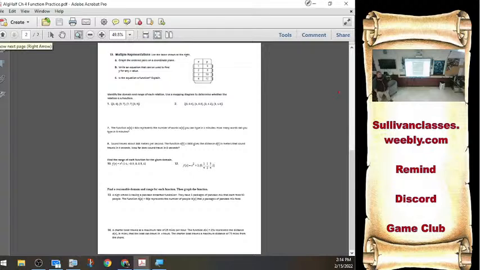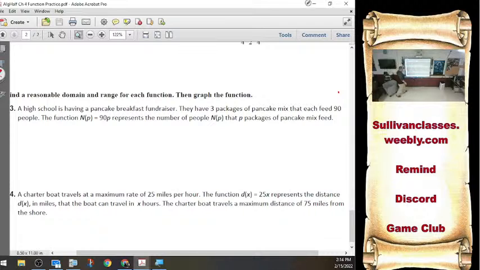There were a couple of them we had to graph, but that was something that we did earlier, had a little practice with. Yes, ma'am? 14? 14, very bottom. Charter boat travels maximum rate of 25 miles an hour. Function d of x, distance of x, equals 25x, represents the distance in miles the boat can travel in x hours. Charter boat travels a maximum distance of 75 miles from the shore. Reasonable domain and range and graph.